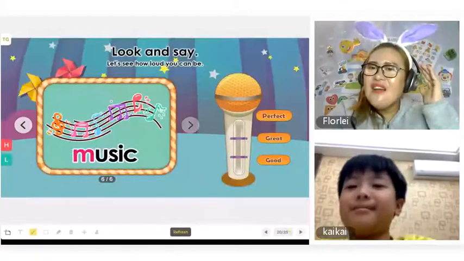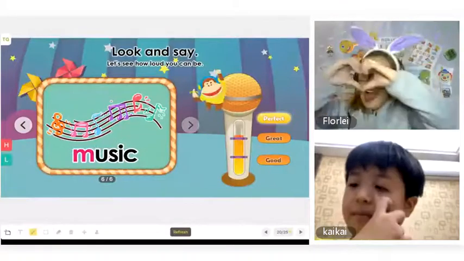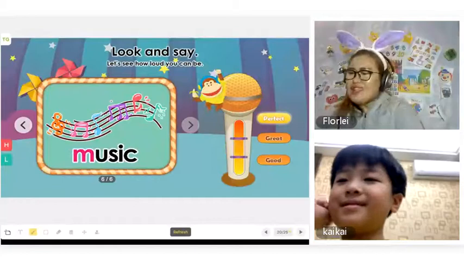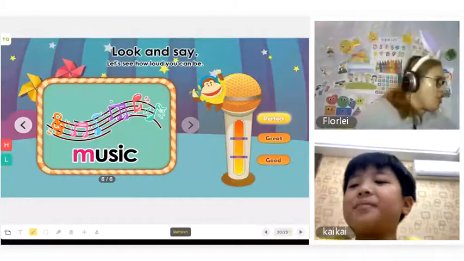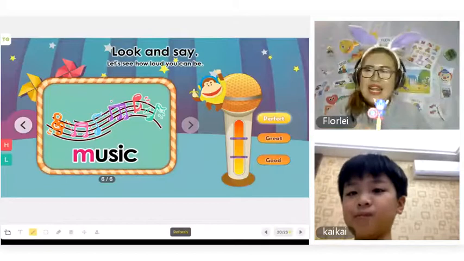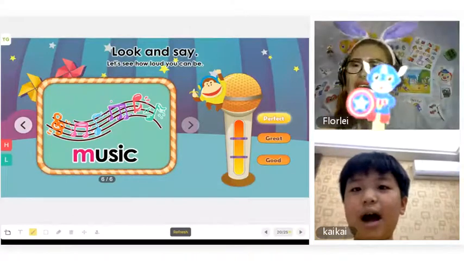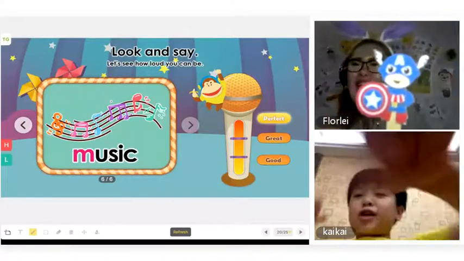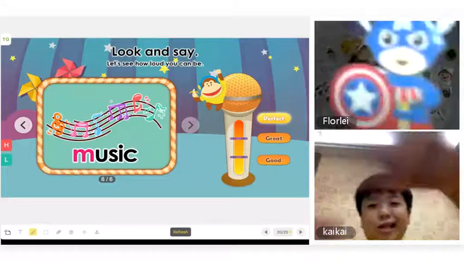Music. Very good. Kai Kai, what will teacher give you? Dun, dun, dun, dun. I will give you, dun, dun, dun, dun. It's a superhero and it's Captain America.